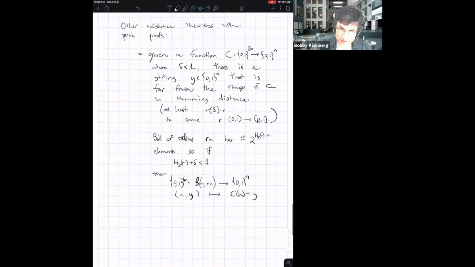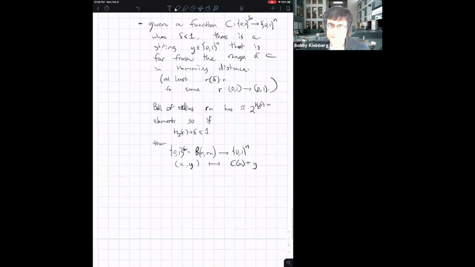And searching for a point which is far in Hamming distance from this code is equivalent to searching for an element of this set that's not in the range of this function. So it's another instance of the PEPP problem. Other examples, rigid matrices.